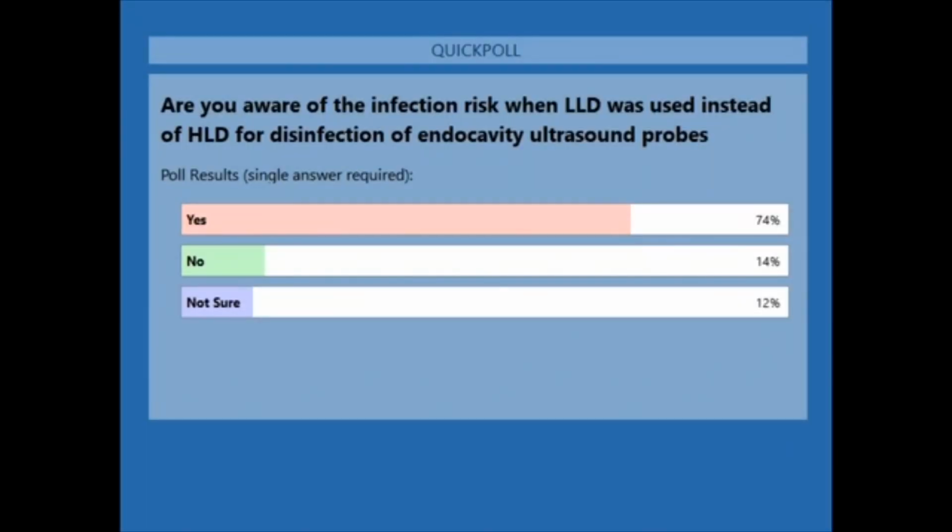Good, excellent. Thank you for sharing your results with us. And I see roughly three-quarters of you are aware of the infection risk when low-level disinfection is used instead of high-level disinfection for endocavity ultrasound probes. And then about 25% of you either don't know or are not sure. Again, this is an area that we're going to cover in some detail in just a few moments.